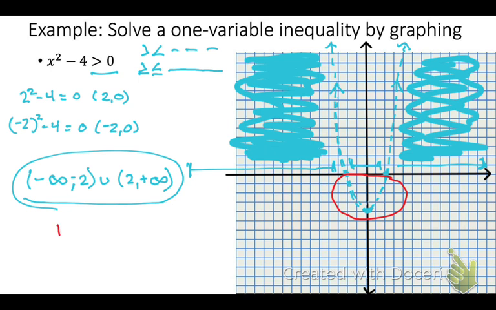If I ask you where x squared minus 4 is less than 0, that would be the other side, the little piece under the x-axis. And that would just be negative 2 to 2. Does everyone see the difference between those two things? Yep.